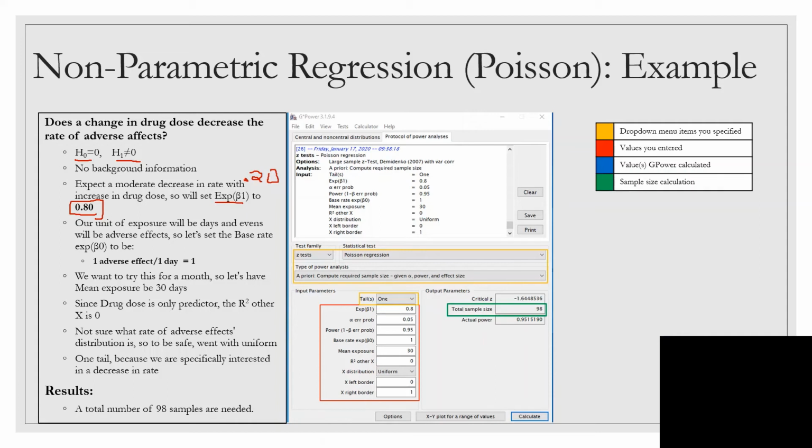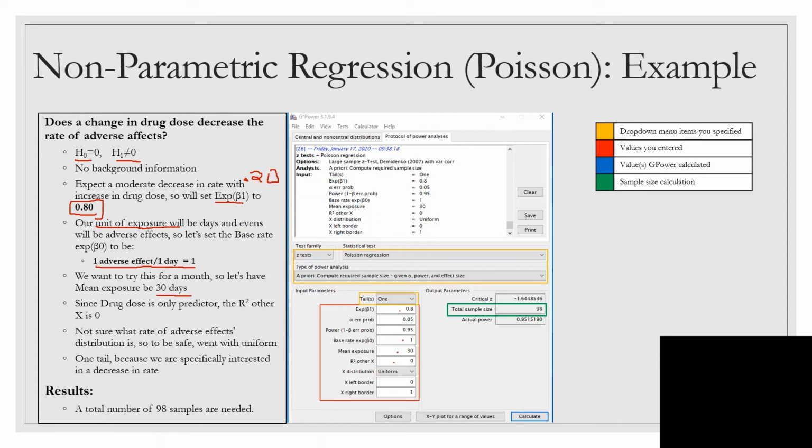Let's use a unit of exposure of days, and events will be adverse effects. Let's say the base rate will be 1 adverse effect per day, which is 1. Let's try this for a month, so 30 days of mean exposure. So base rate of 1, mean exposure of 30. We expect a decrease in negative effects based on drug dose change. We have no other predictors, so that will be 0.